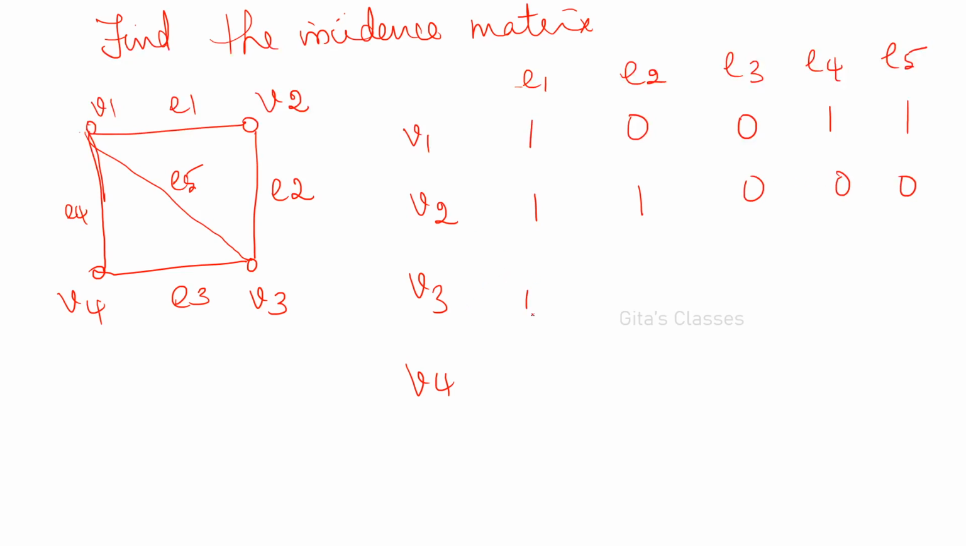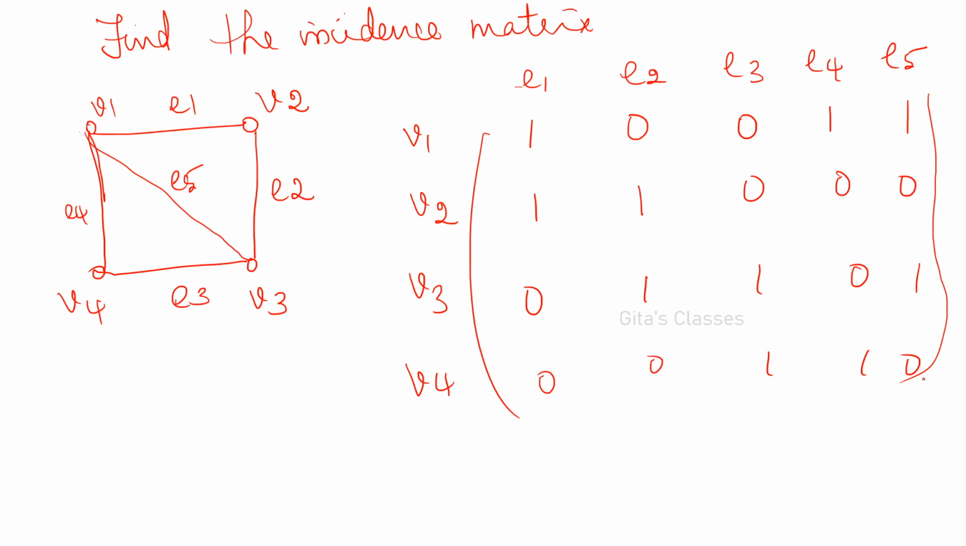Then V3 and E1: no. V3 is incident with E2, E3, E5, so E4 is 0. What about V4? It is incident with only E3 and E4, all the others are 0. So this is the incidence matrix for the given graph G.